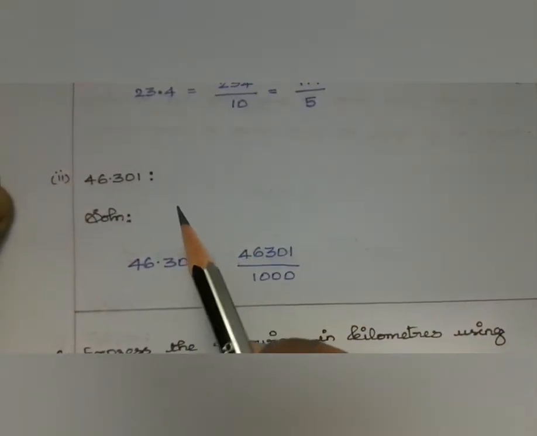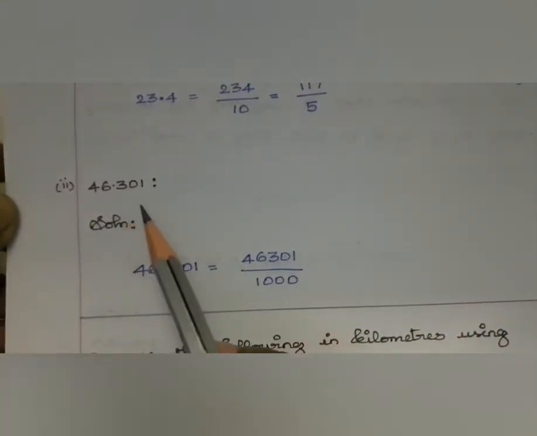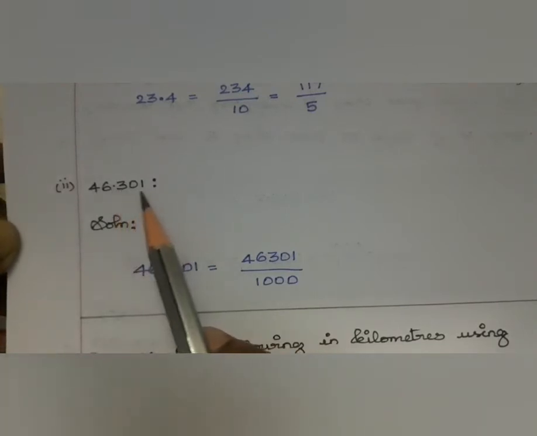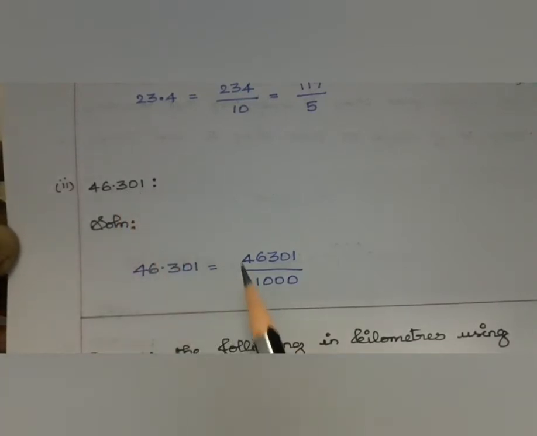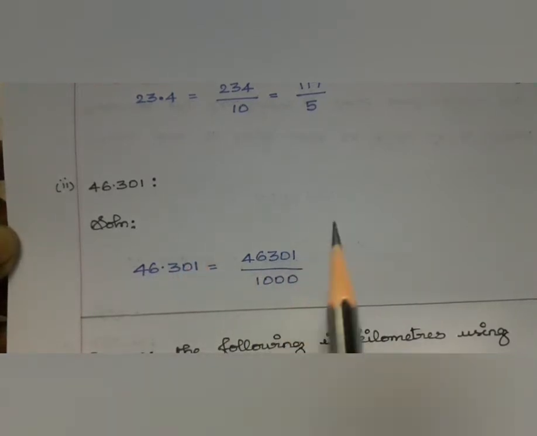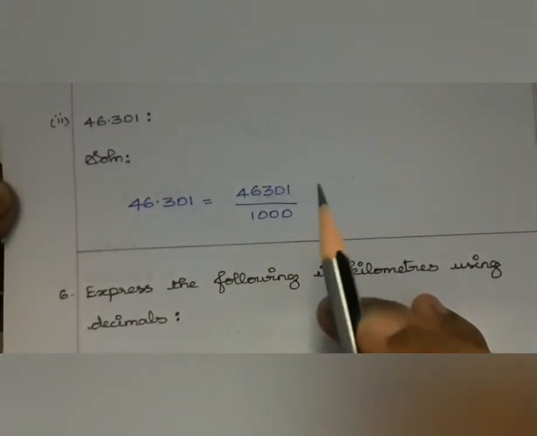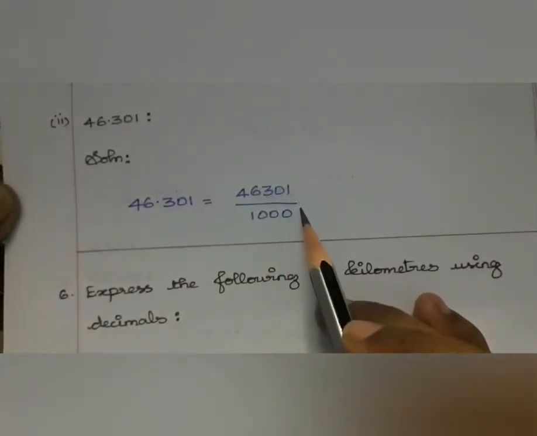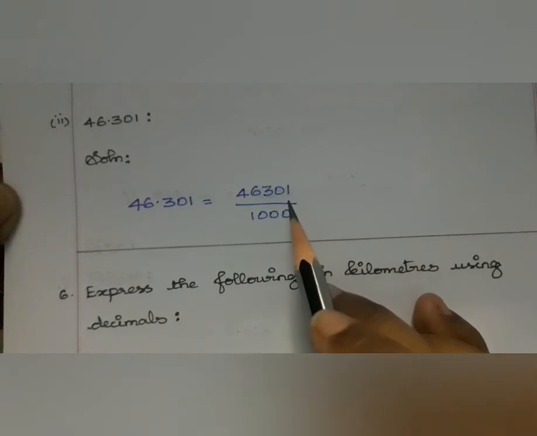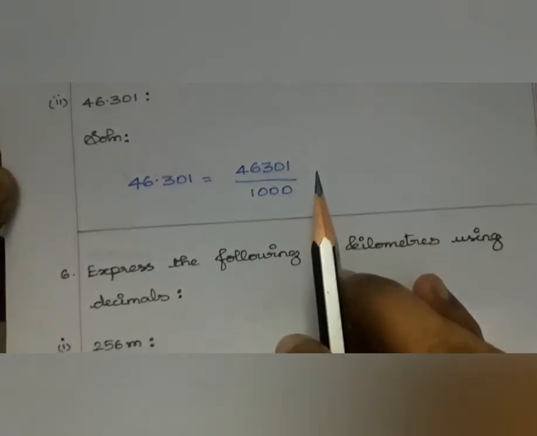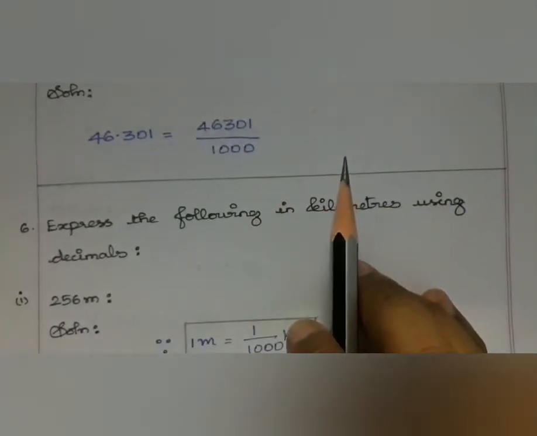That's it. Clear? The same way if you go with the second sum you will be clear. 46.301. After the decimal point we have 3 digits. Therefore I am going to write this as a whole number, 46,301 divided by 1000. But here we can't simplify further, so we are writing it as 46,301 by 1000. Okay, shall we move to the sixth question?